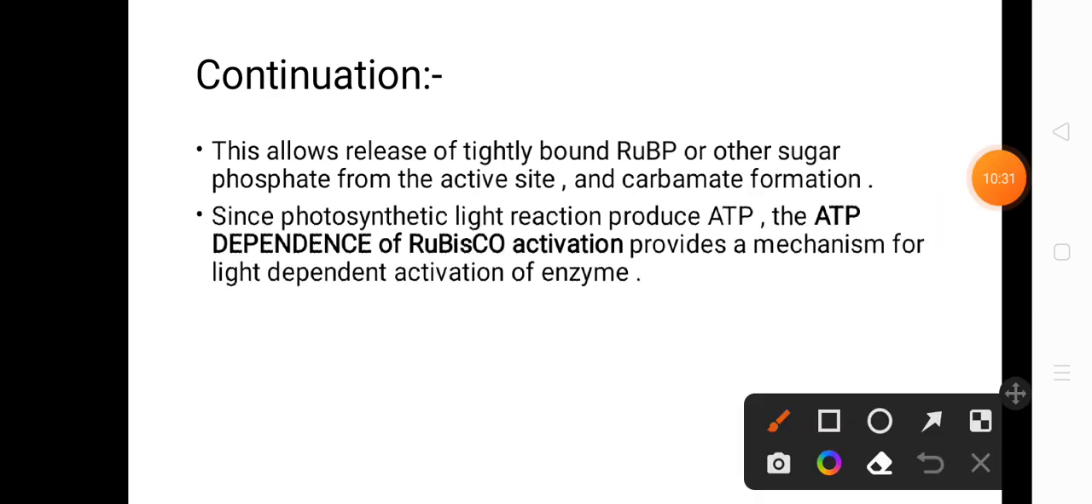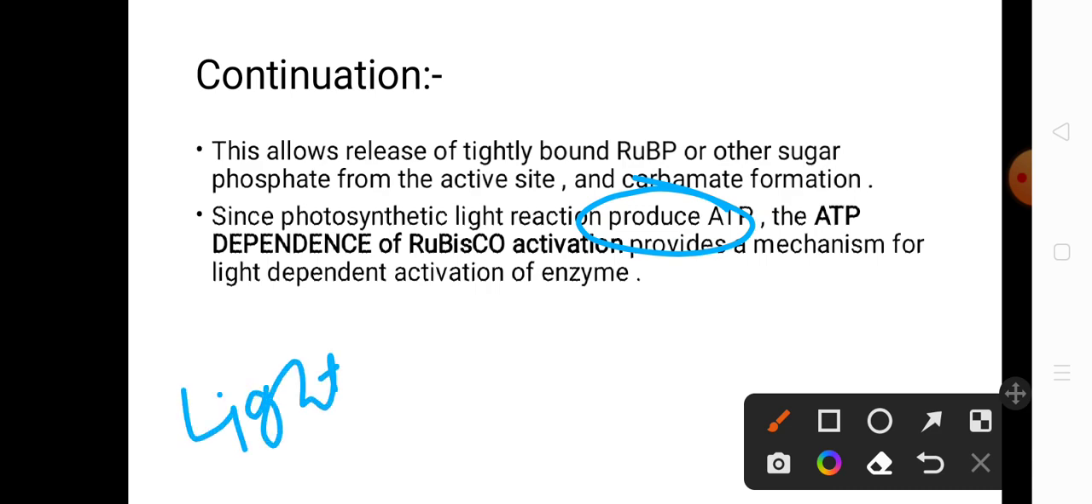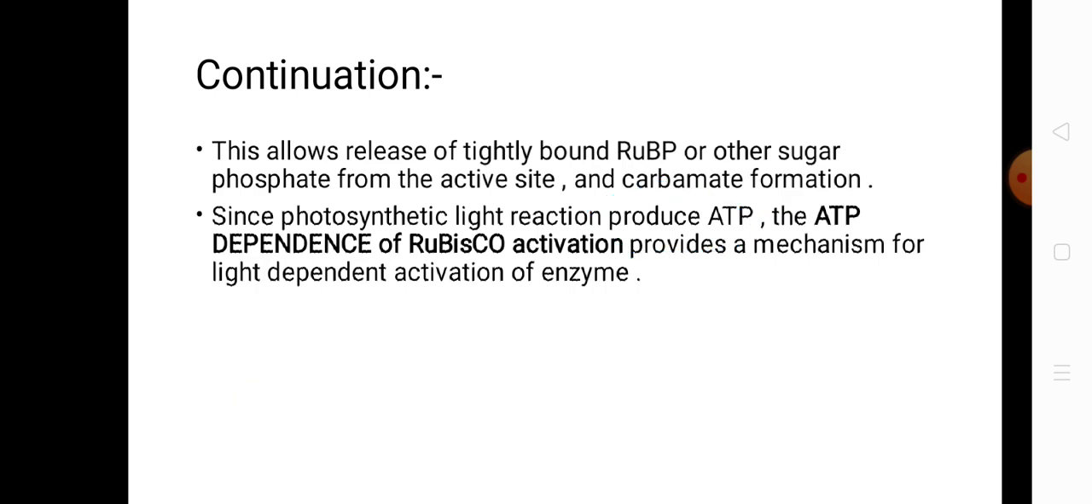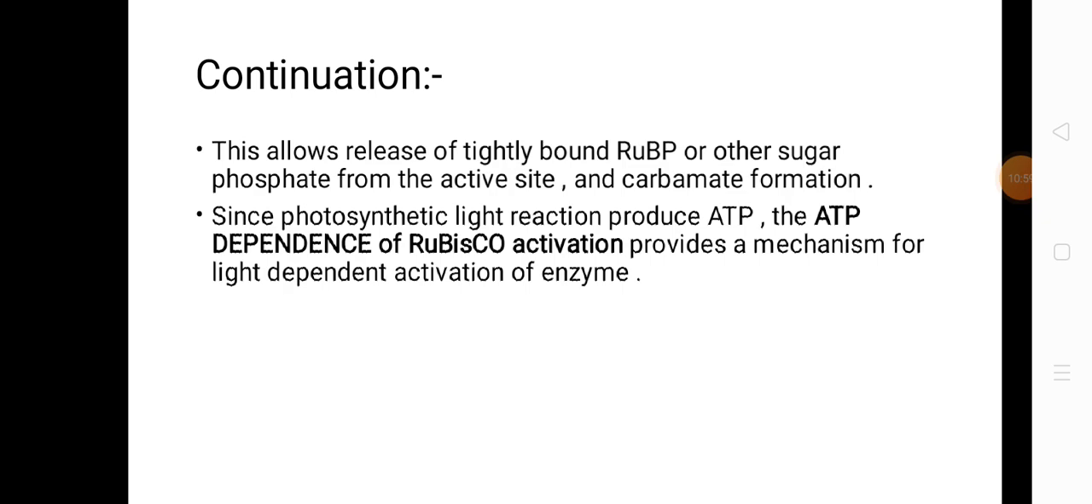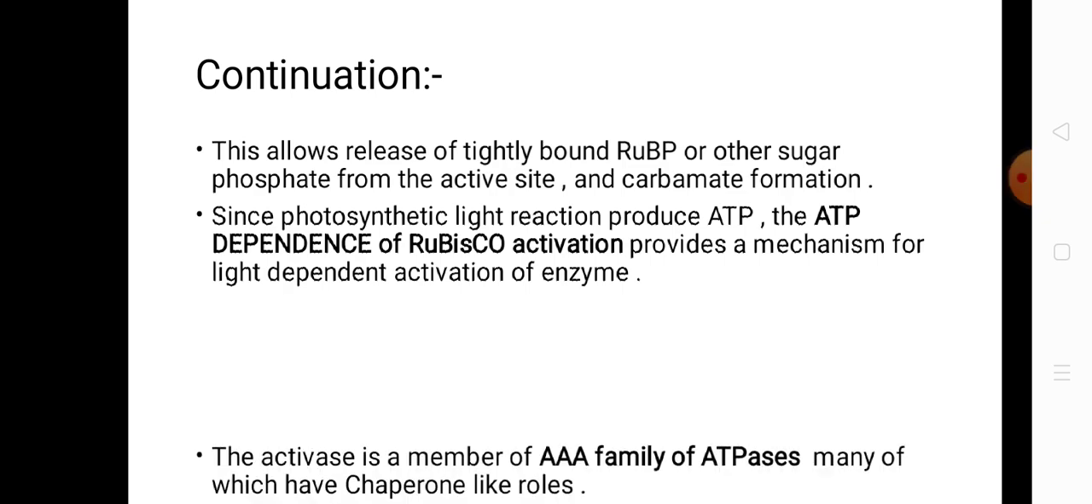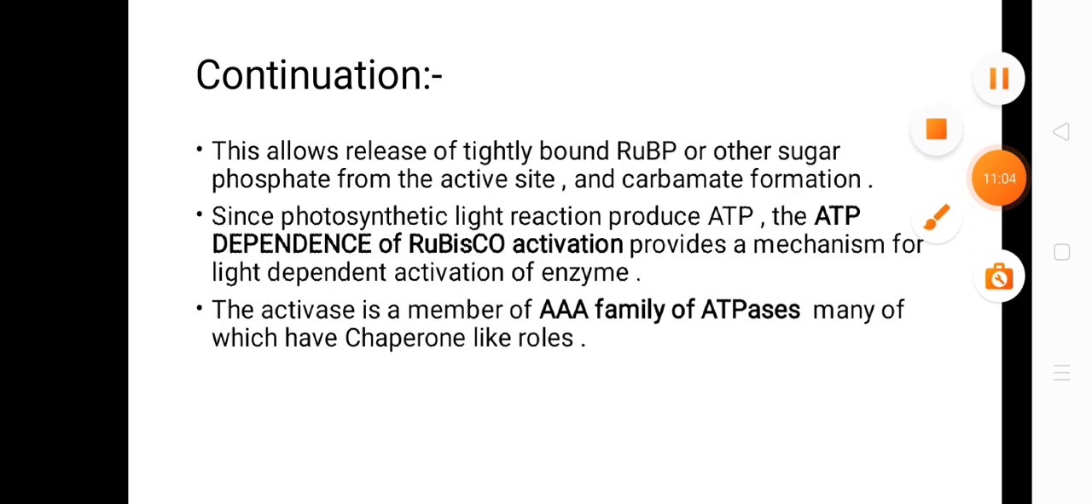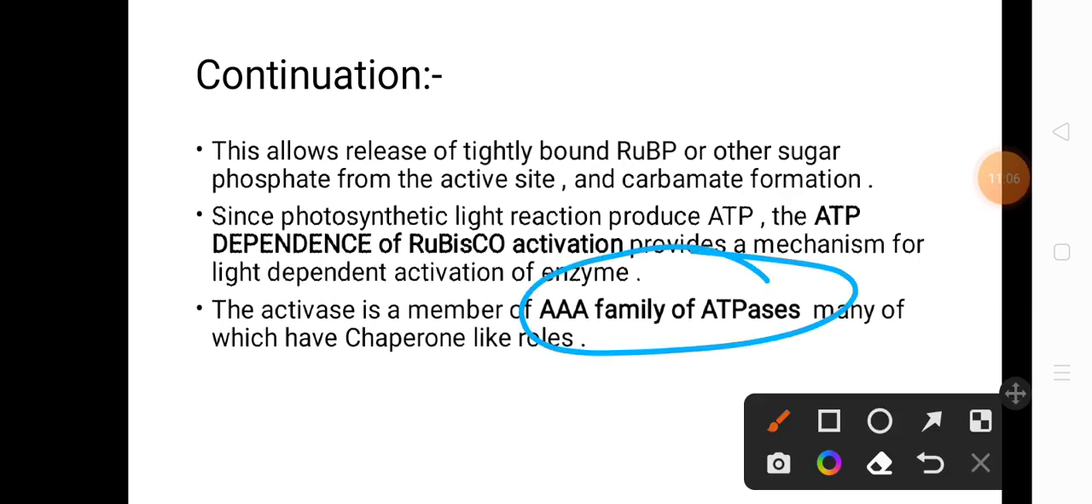Along with that, remember that during the light reaction there is production of ATP, and it was observed that there is an ATP dependence on Rubisco activation. That also tells us that there should be another mechanism for Rubisco activation, that is, light dependent activation of the enzyme, but we will not talk about this. We will just remember the ATPase mediated activation. This ATPase is from the AAA family of ATPases, and many members of this family have chaperone-like roles.